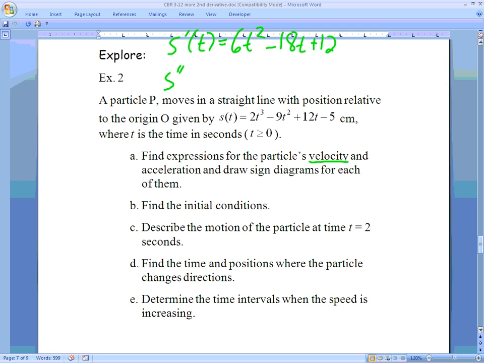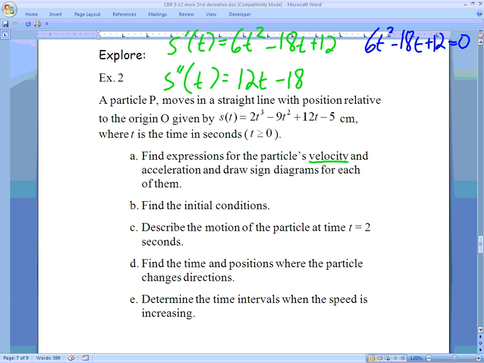Now we're going to do a second derivative, which gives us 12t minus 18. Make a sign diagram for each one. Well, to make a sign diagram, the first thing we need to do is set our derivatives equal to 0. So if I do 6t squared minus 18t plus 12 equals 0.